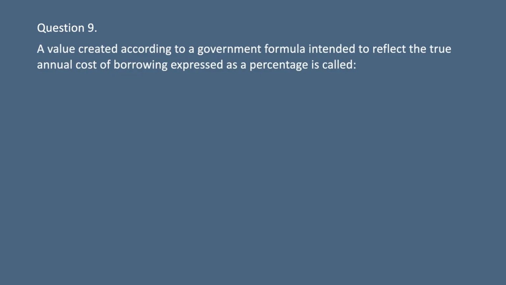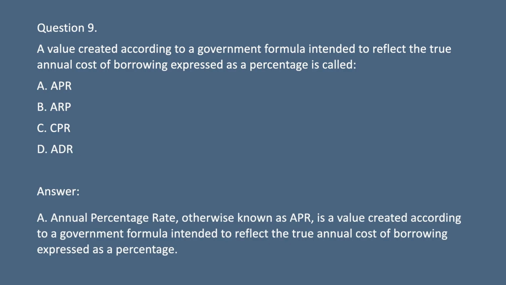Question 9. A value created according to a government formula intended to reflect the true annual cost of borrowing expressed as a percentage is called A. PR. B. ARP. C. CPR. D. ADR. Answer. A. Annual percentage rate, otherwise known as APR, is a value created according to a government formula intended to reflect the true annual cost of borrowing expressed as a percentage.